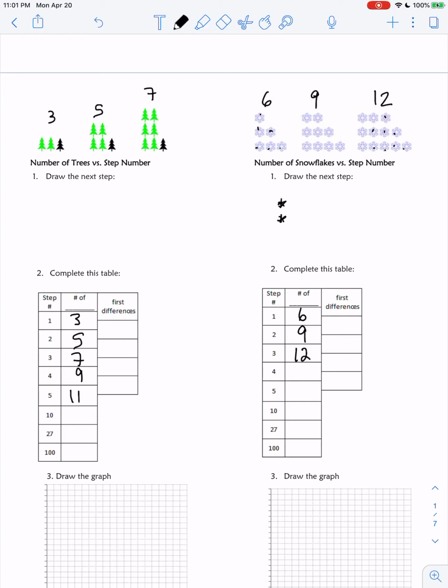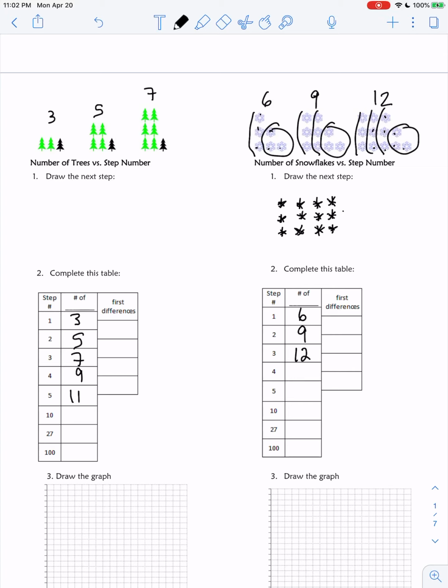So 1, 2, 3, 1, 2, 3, 1, 2, 3. Notice here there's one row of 3. Here there's 2 rows of 3. Here there's 3 rows of 3. So this one's going to have 4 rows, or columns, of 3. And then there's these extra 3 here. So 1, 2, 3, 4 rows of 3. That's 12, 13, 14, 15. So that one's going to be 15.